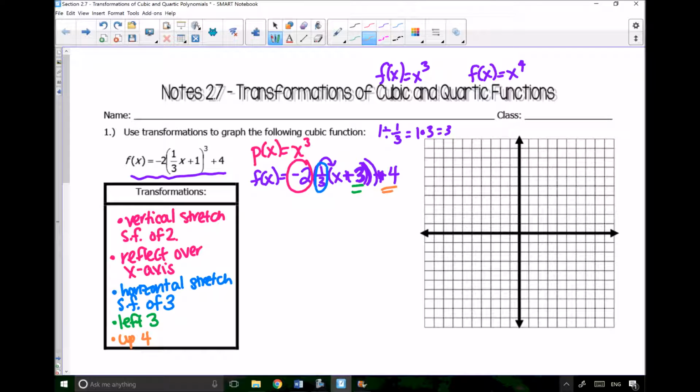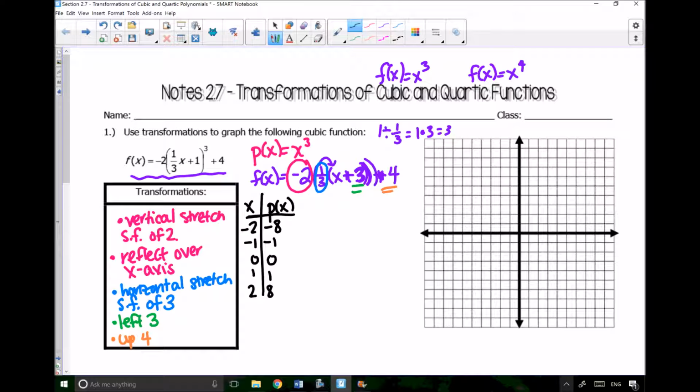I need to write out my chart for my parent function. Well, if my parent function is cubic, then I'm going to use my cubic values. And yes, these are values you are going to need to have committed to memory. Okay, so I'm going to go from -2 all the way to +2. So -2 when I cube it gives me -8. -1 when I cube it gives me -1. 0 gives me 0, 1 gives me 1, and 2 cubed gives me 8.